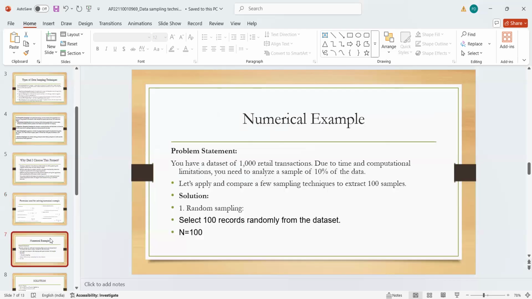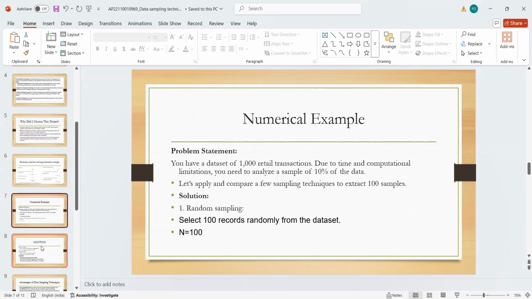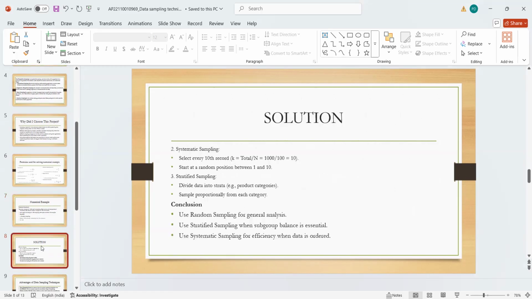Problem statement: you have a dataset of 1000 retail transactions. Due to time and computational limitations, you need to analyze a sample of 10% of the data. Let's apply and compare a few sampling techniques to extract 100 samples. First, random sampling: select 100 records randomly from the dataset, capital N equal to 1000.